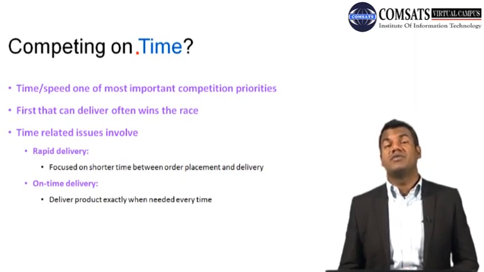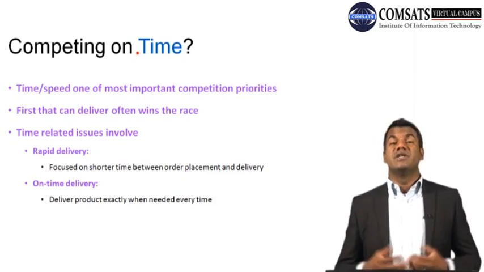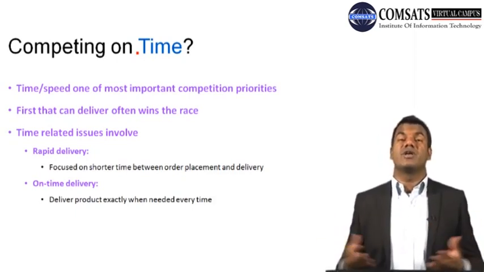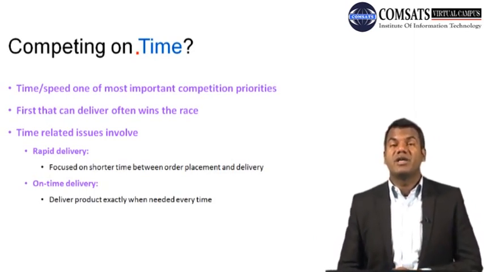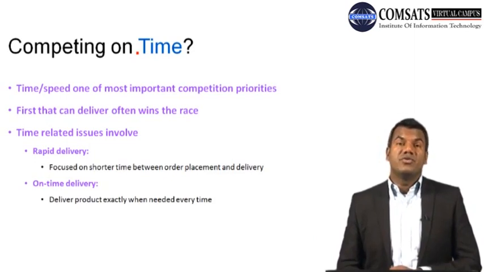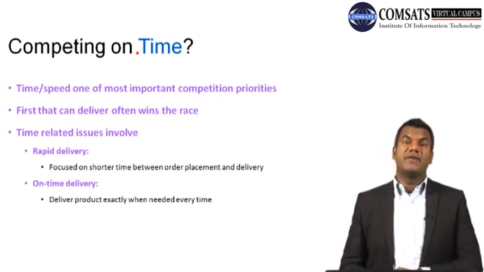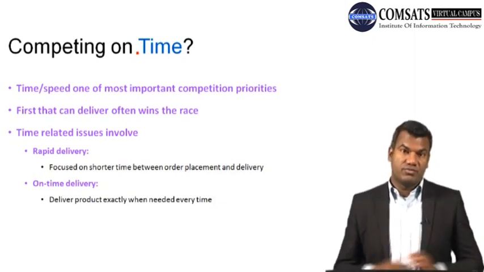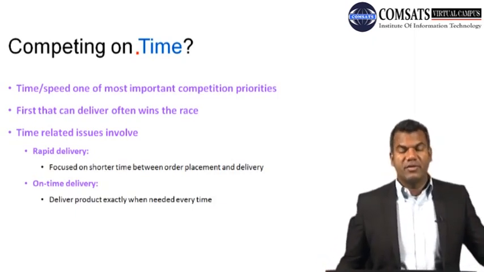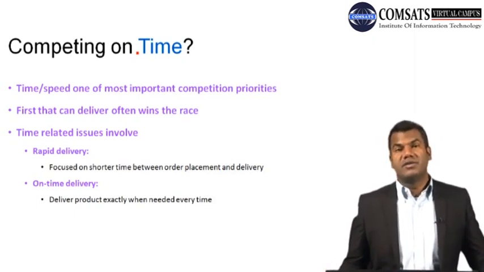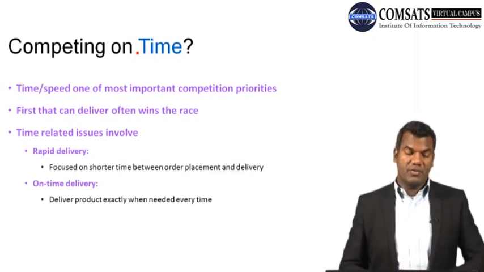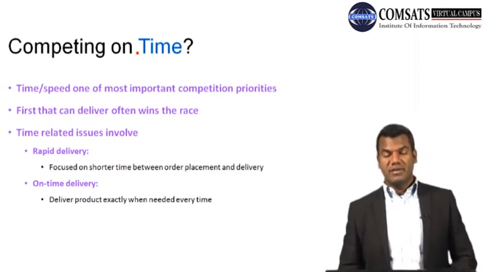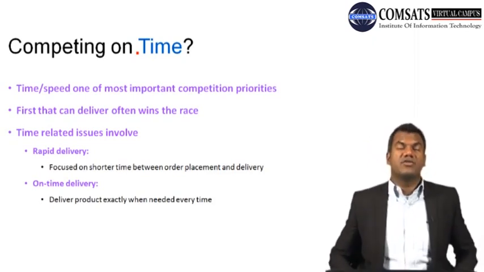Now, the first that can deliver often wins the race. The more proactive you are, if you have looked at global trends, international trends, country trends, you can forecast what kind of product they require. So if you do the production in advance keeping the forecast in mind, then you are a winning type of company. So the first that can deliver often wins the race. The simple rule is you have to make the product before your competitor. Then on time delivery: deliver the product exactly when it's needed, and when needed, every time. So that is on time delivery.